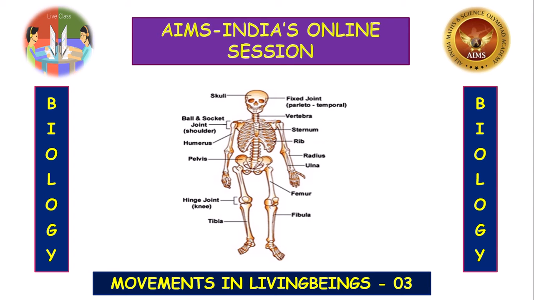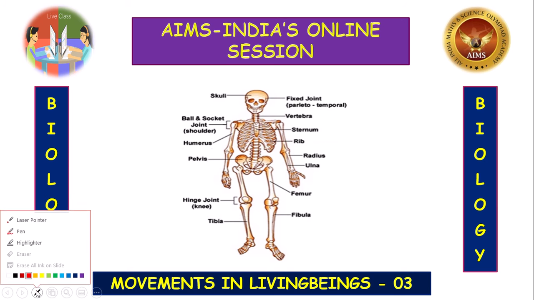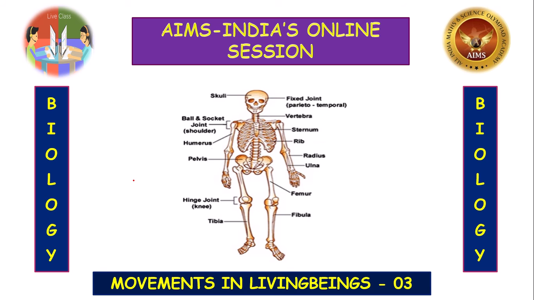This is biology session. You are watching Movements in Living Beings part 3. Children, we have studied about the human skeleton. The human skeleton is divided into two parts. What are they? Axial skeleton and appendicular skeleton, isn't it? So, human skeleton is made up of how many bones? 206 bones. An average adult human being skeleton is made up of 206 bones.